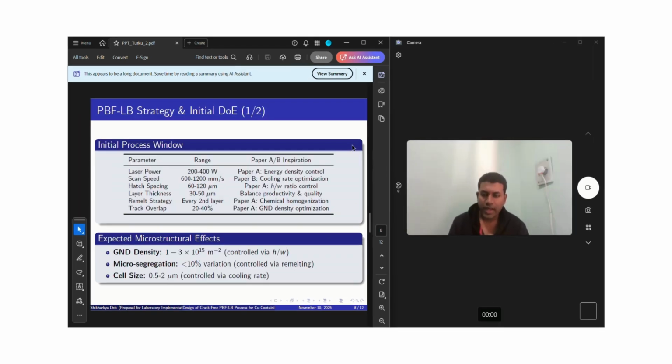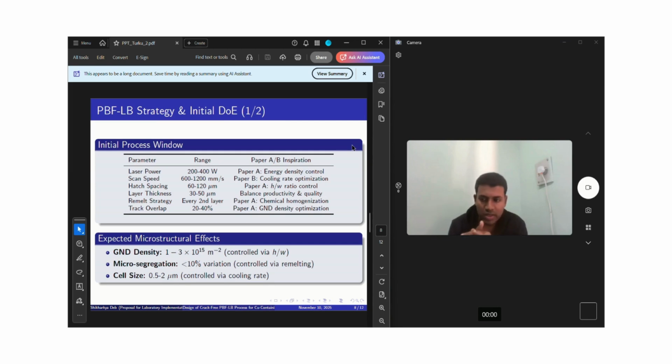The parameter selection rationale includes the laser power to be between 200 to 400 watts. The lower bound of 200 watts must provide energy to melt the refractory metals with high melting points, overcome the reflectivity, and create a stable pool. The upper bound of 400 watts is limited by vaporization risk, keyholing, and machine capabilities. The scan speed too has to be around 600 to 1200 millimeters per second.